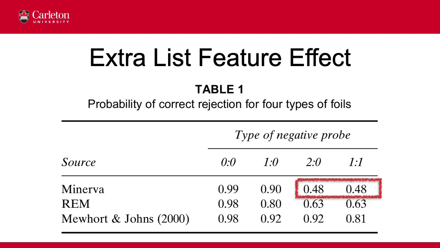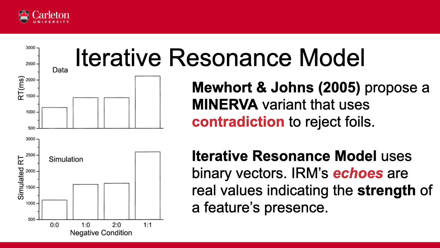Conversely, for Minerva, the 2,0 and 1,1 foils are equally difficult because the sum of the fans are the same. 2 plus 0 equals 2, 1 plus 1 equals 2. For humans, a 1,1 foil is much harder, as we can quickly reject a 1,0 or 2,0 foil on the basis of a failure to recognize the item that did not occur in the study set.